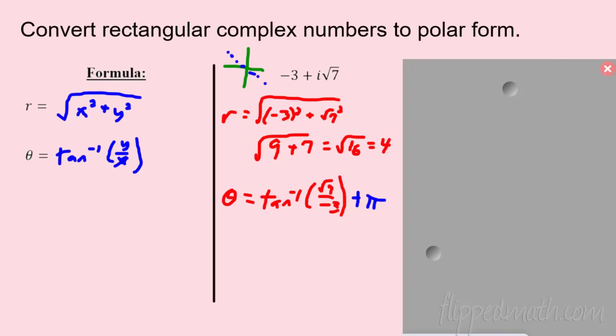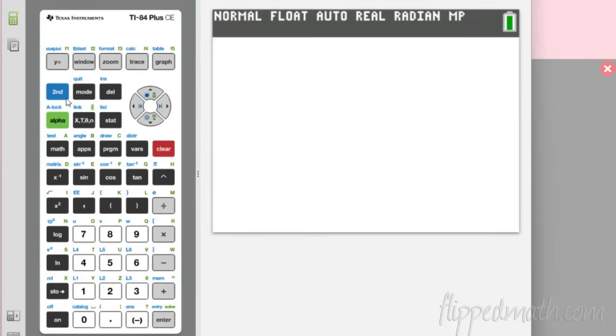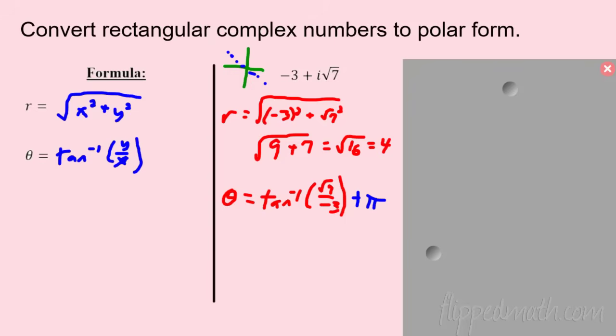Let me go back to, where'd my calculator go? There he is. So we're going to clear that out. All right, let's type this bad boy in. I'm going to go inverse tangent of radical 7, square root of 7, and then I divide that by -3. And let's see what the calculator tells me. -0.722.